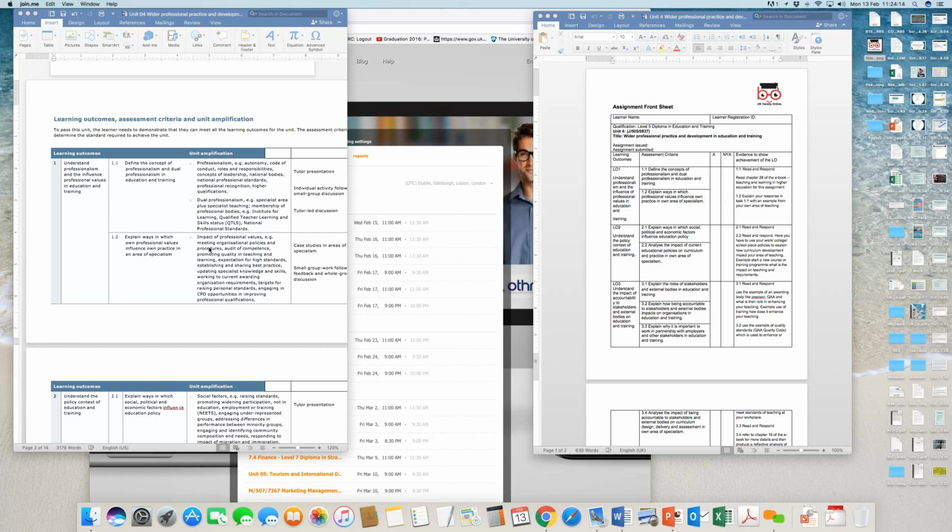On the other side, it says the impact of professional values. Do you meet organisational policies and procedures? Audits of competence. Teachers, quality of teaching and learning, the expectation for standards, establishing and sharing best practice, updating your own specialist knowledge and skills and working to current awarding body or awarding organisation requirements. Targets for raising personal standards, CPD, and improving your own professional qualifications, which of course what this programme is about.